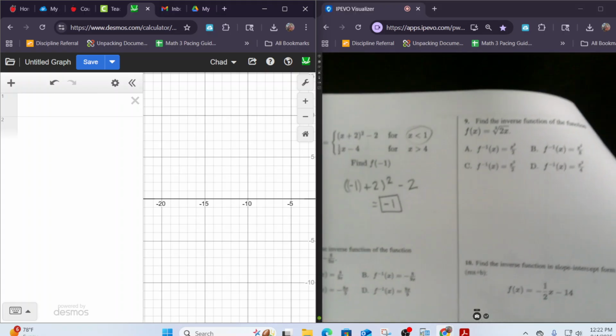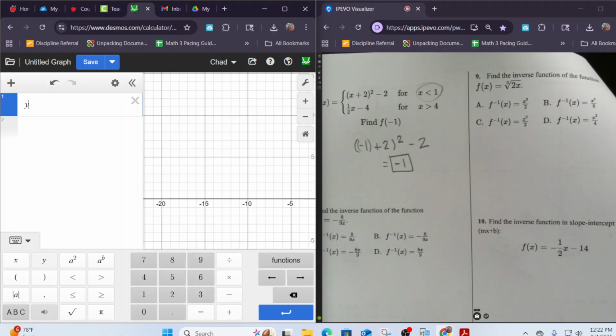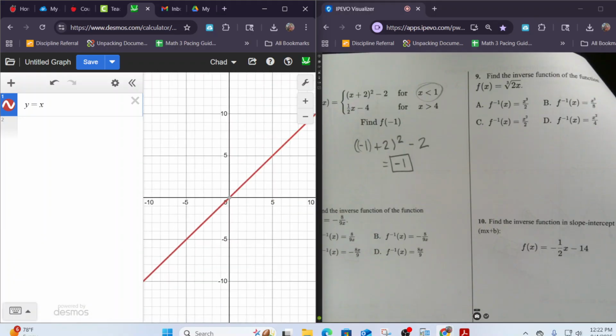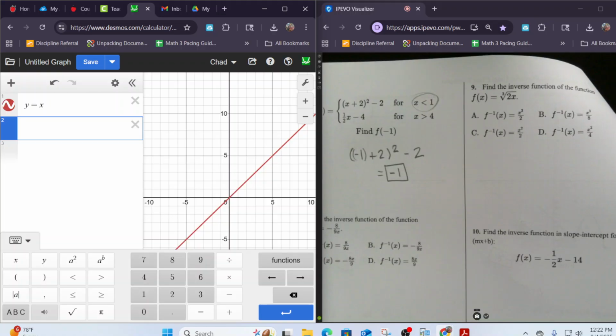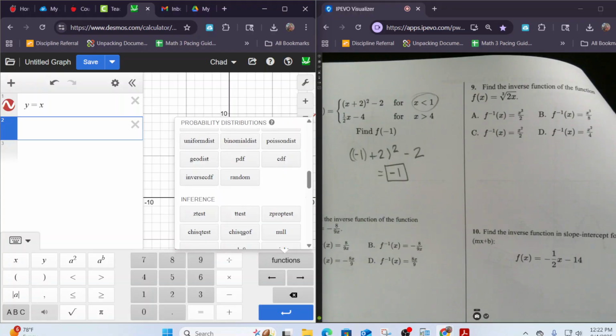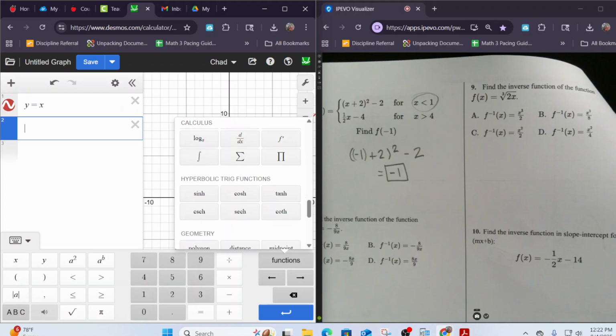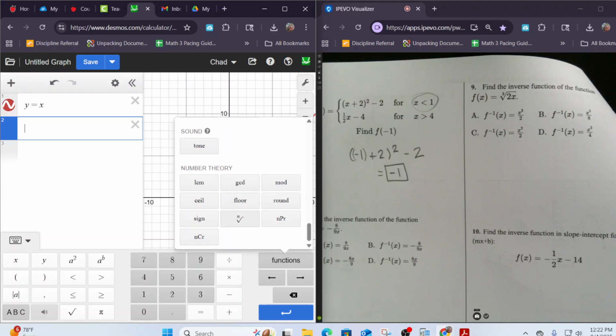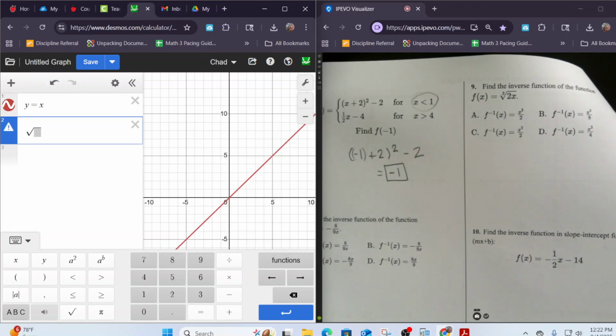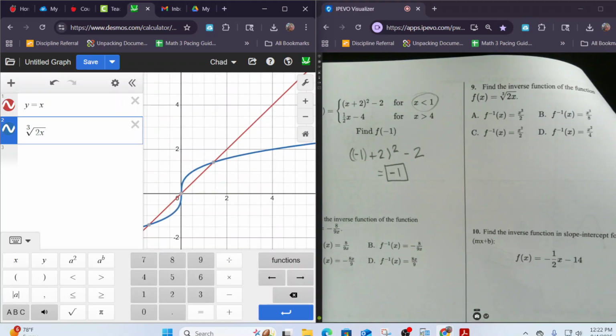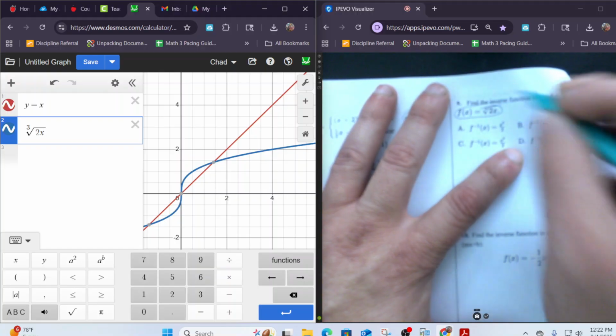Okay, so guys, remember all functions reflect over y equals x. There's your y equals x line. All right, now if you go to functions, if you don't remember this tomorrow, I can show you. You go to functions, down at the bottom is number theory. You're going to click the one where you can put the 3 as the root. Okay, so there is the original function. That's this. That's that one.